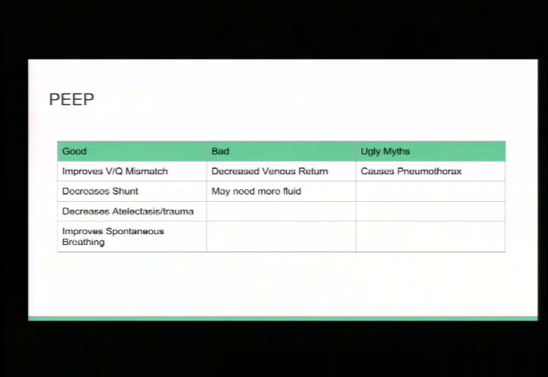Why is it bad? It decreases your venous return, so it can cause some hypotension, which means they may need more fluid. And if they're already third spacing, you're fighting that kind of circle that you get more fluid, now they third space more, they don't have the protein stores, and you get more ARDS. The ugly myth is it does not cause pneumothorax when used appropriately. I mean, if you put them up to a PEEP of 20 on a COPD patient, yes, you might cause a pneumothorax. But when used appropriately, it does not cause pneumothorax.